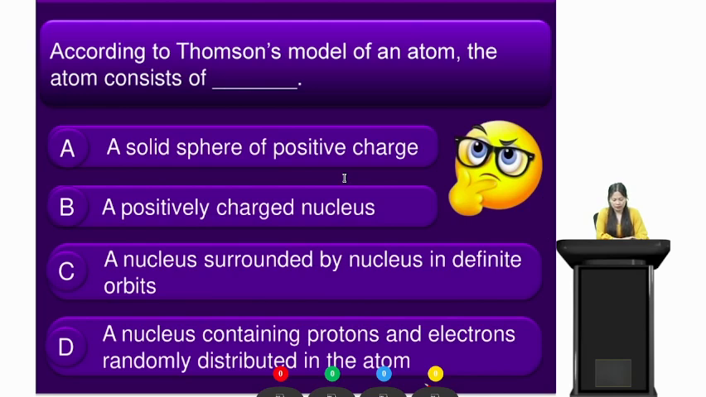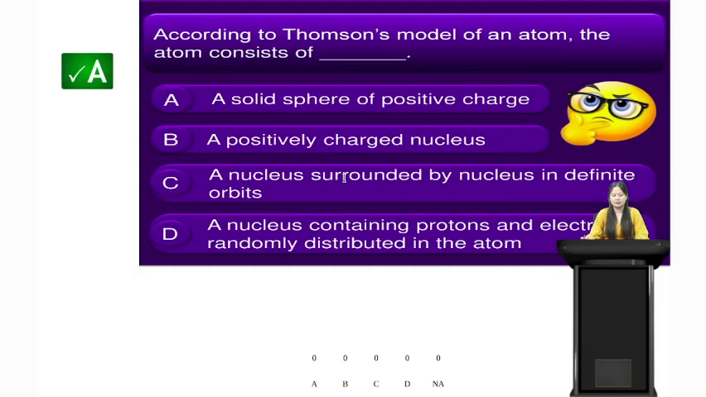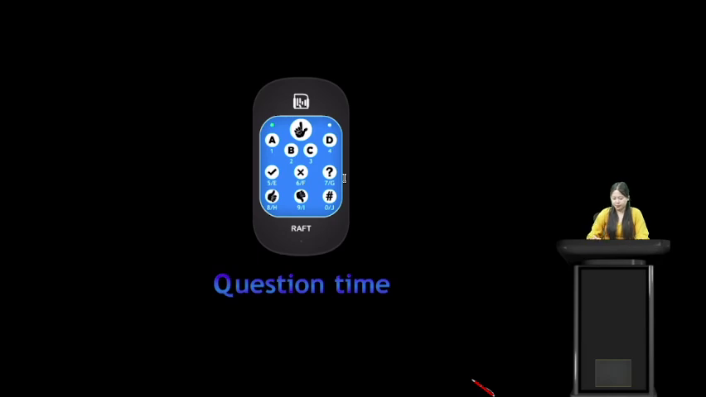Alright, students. According to Thomson's model of an atom, the atom consists of a solid sphere of positive charge, and the negatively charged particles are embedded in it. So option A is the correct answer.